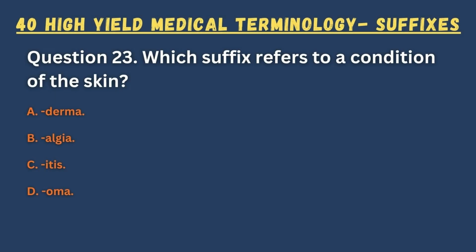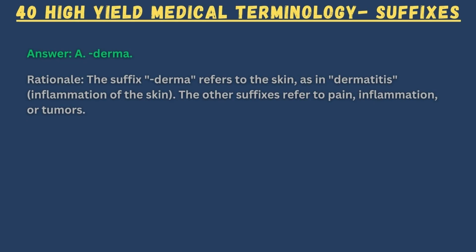Question 23. Which suffix refers to a condition of the skin? A. Derma. B. Algia. C. Itis. D. Oma. Answer, A. Derma. Rationale: the suffix derma refers to the skin, as in dermatitis, inflammation of the skin. The other suffixes refer to pain, inflammation, or tumors.